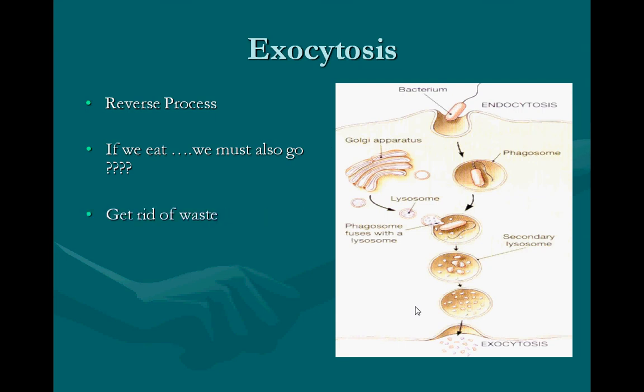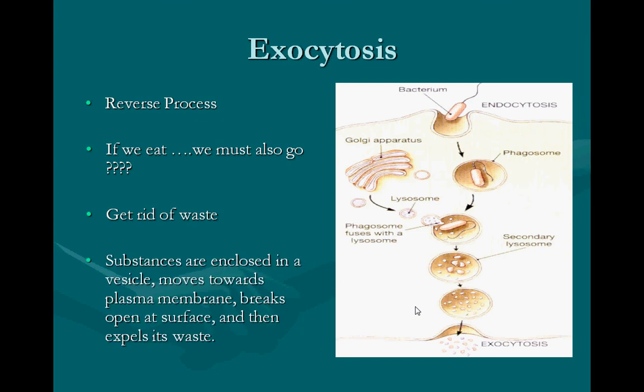So that's a way we get rid of waste, for example, if we have waste that we need to get rid of. And so when they get to the end of the cell membrane, the vesicle kind of breaks open, and as you can see down at the bottom, the substance is then released out of the cell. Again, this is low to high concentration, energy requiring.